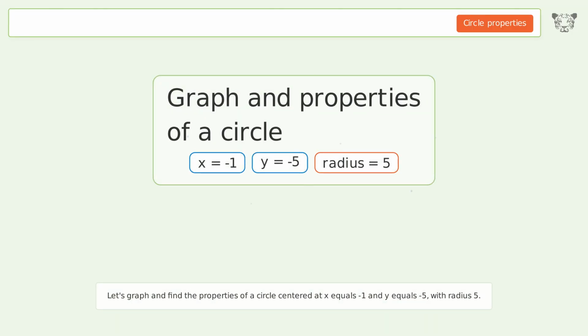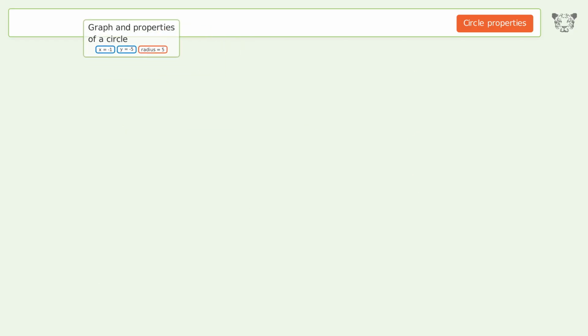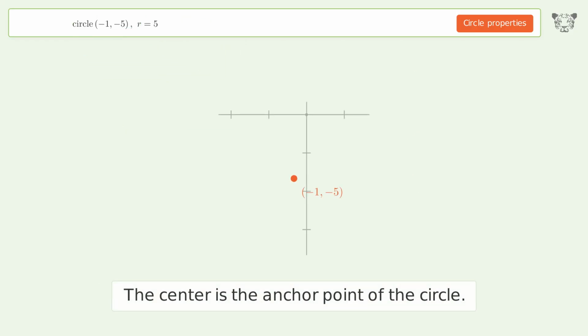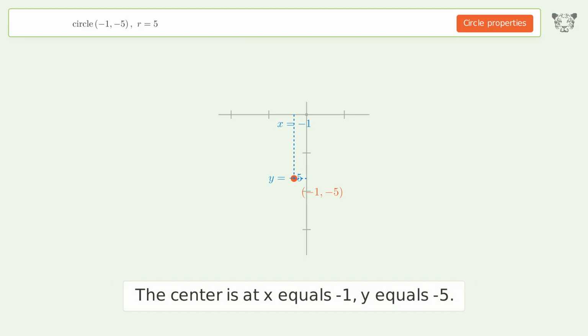Let's graph and find the properties of a circle centered at x equals -1 and y equals -5, with radius 5. The center is the anchor point of the circle. The center is at x equals -1, y equals -5.